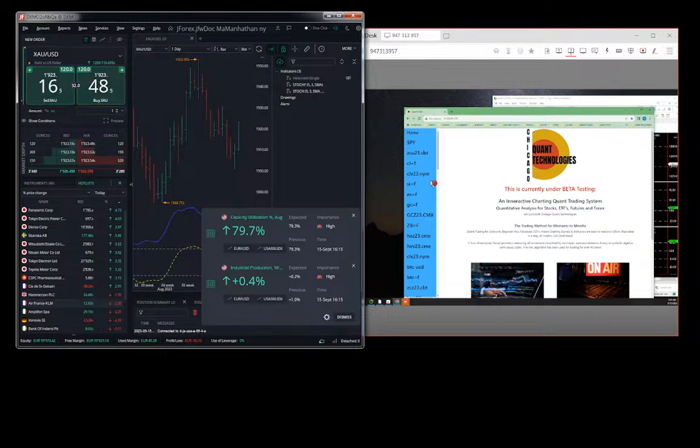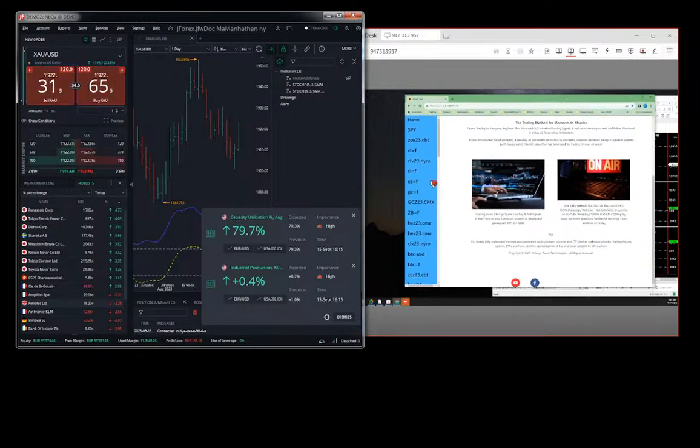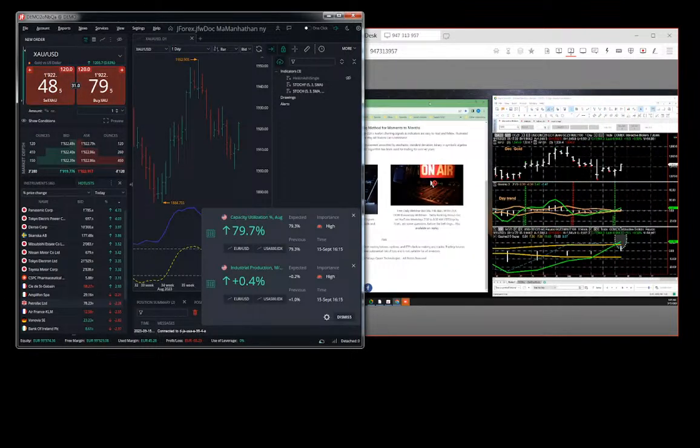This is currently under beta testing, an interactive charting quant trading system, quantitative analysis for stocks, ETFs, and futures charting. And then down at the bottom of it, we have the Dukascopy button, which is red, and the Facebook button, which is blue. So, and we're bench testing it more and more and more. So we're just on fire today about accuracy. And there's some numbers. What's that?